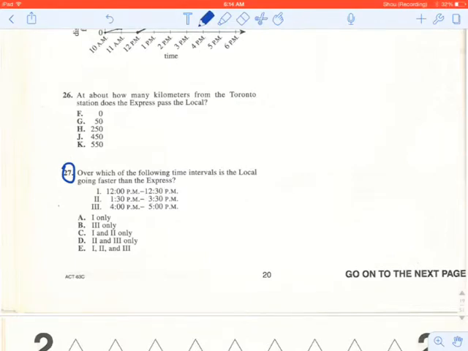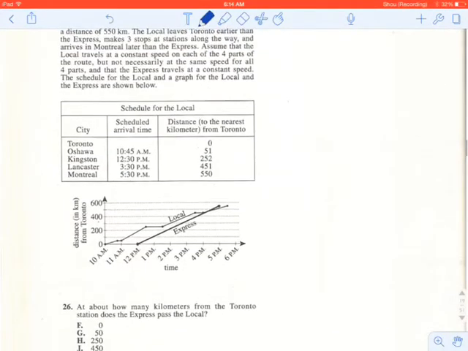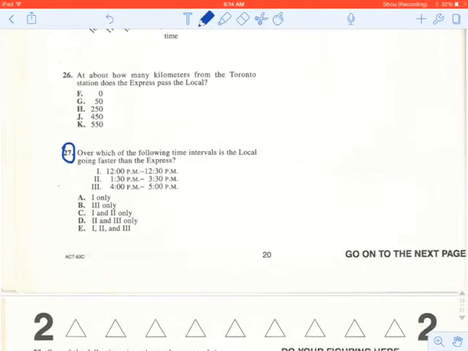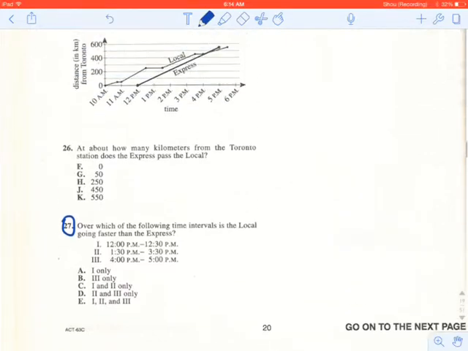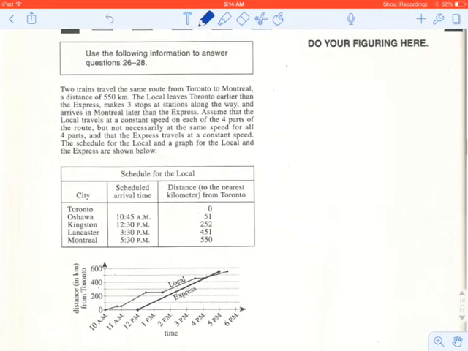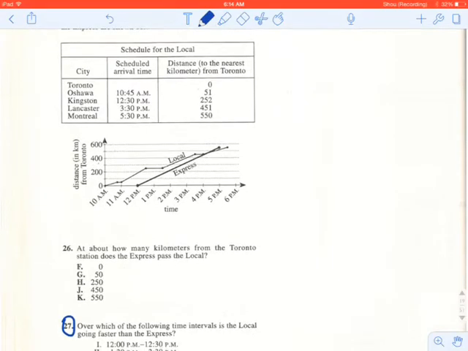Question 27 refers to all this information above, but we're going to read the question first to see what we're looking for. So, over which of the following time intervals is the local going faster than the express? If we look at all our information, the only way to tell anything about their relative speeds is by looking at the chart right here.